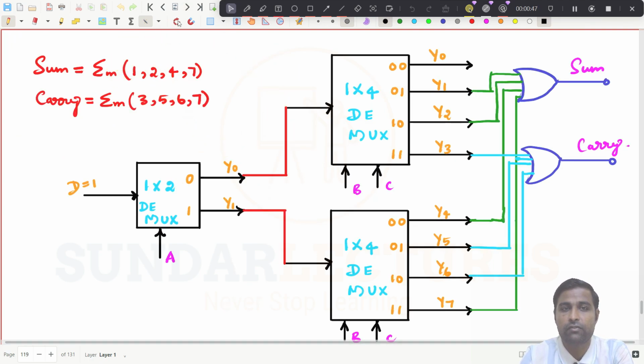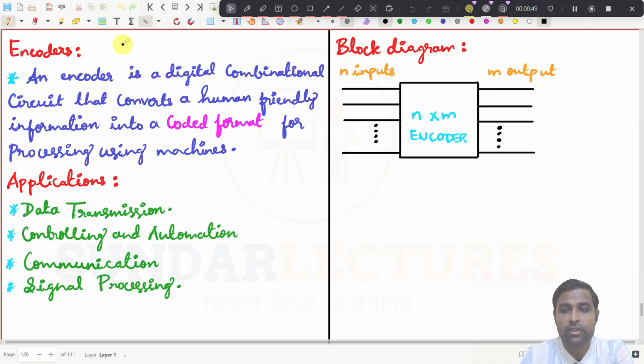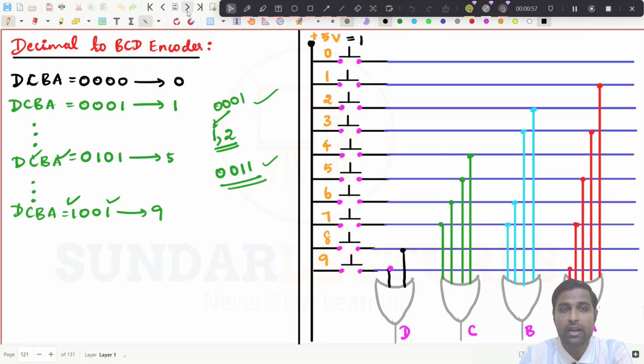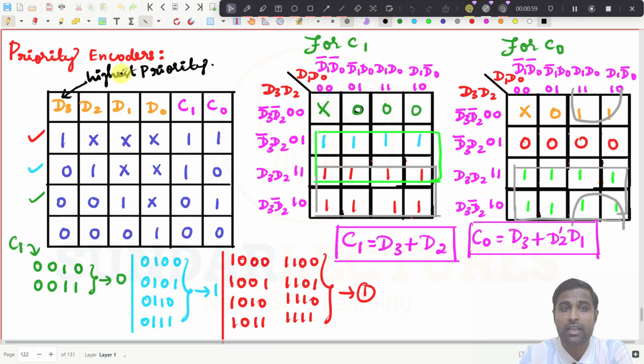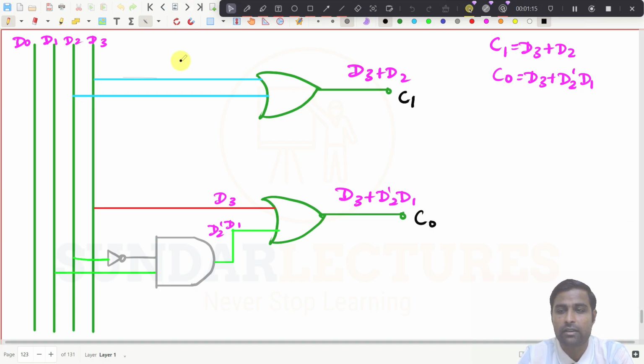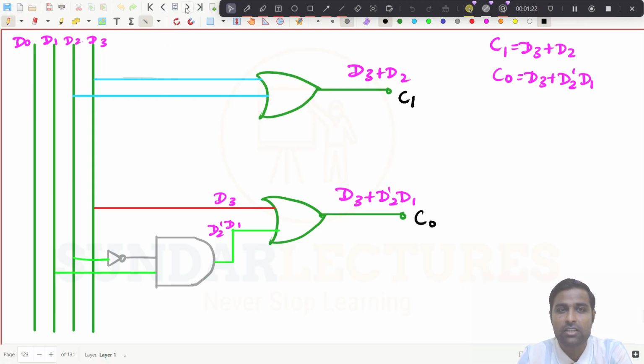This is for the 1 cross 4 demultiplexer. Then we saw what encoders are, and how to convert a decimal to BCD using an encoder. Then we saw the priority encoder, because there is a problem in the normal encoder; that is why we have gone for priority encoders. What is a priority encoder? It will prioritize the input. If the second input is present, it won't consider that particular input for the third or fourth inputs. So that is what we have seen, and we have drawn the logic diagram.